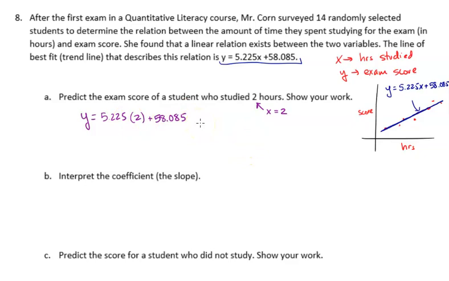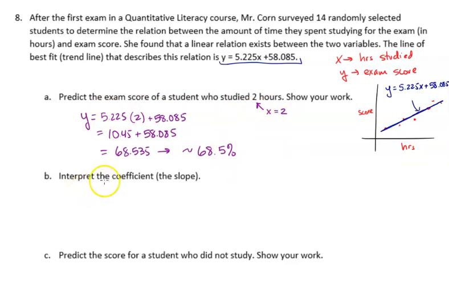So we're going to take our 5.225 times 2, grab a calculator real quick, 5.225 times 2, and that's going to be 10.45, and that gets added to 58.085, and that gives me a score of 68.535, which we could say is about 68.5%. That's what would be the predicted score of a student who studies 2 hours.